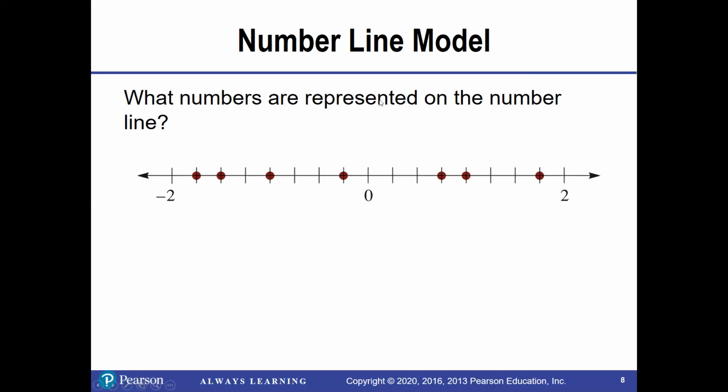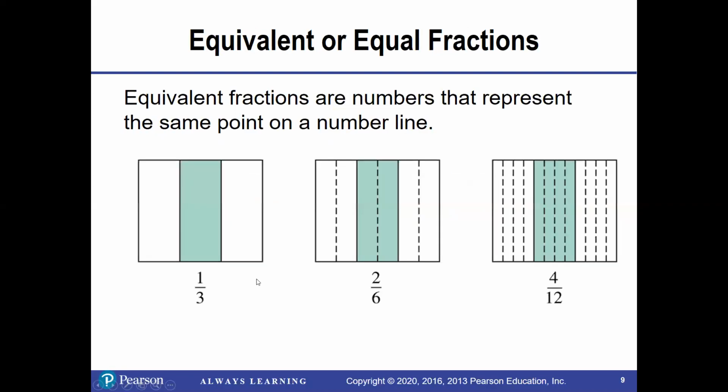It says, what numbers are represented on the number line? Okay, so this is 2, right? And it's divided up into 1, 2, 3, 4, 5, 6, 7, 8 spots. Which means we should get these numbers. Halfway between -2 and 0 is going to be -1. Halfway here is going to be 1. 0 to 1 is 4 spots, so 3 of them makes 3/4. Here's 7/4, and so forth.